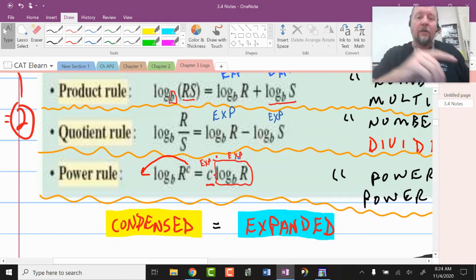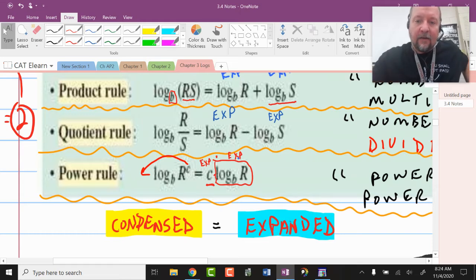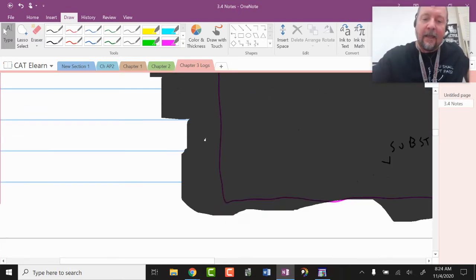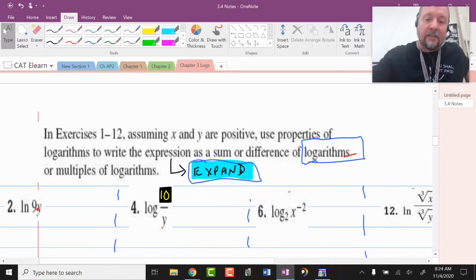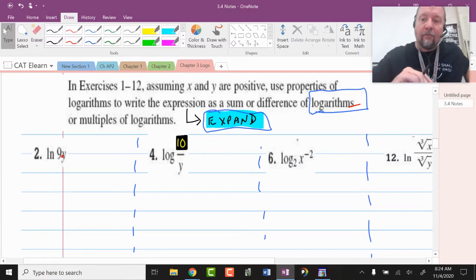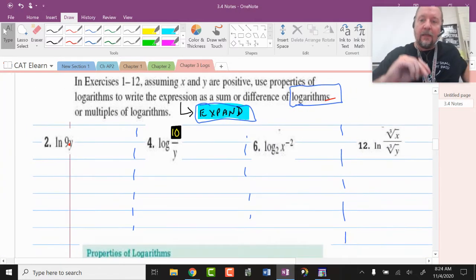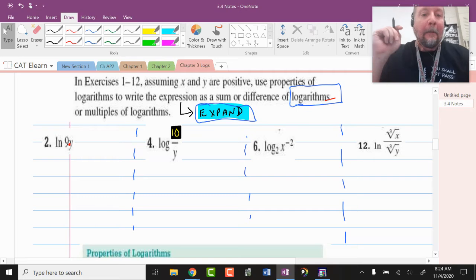All right, so do understand that this side is condense, or write as a single logarithm. This side is expand, or write it as multiple logarithms, and that's all this section is. It's playing the game of condensing or expanding, and then hopefully you're able to do that. So keeping it real simple here.